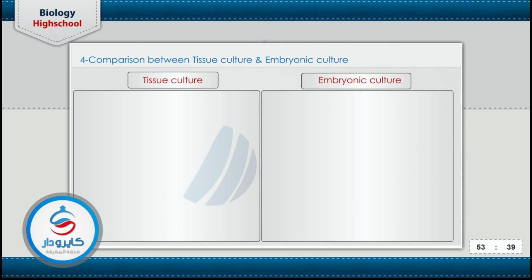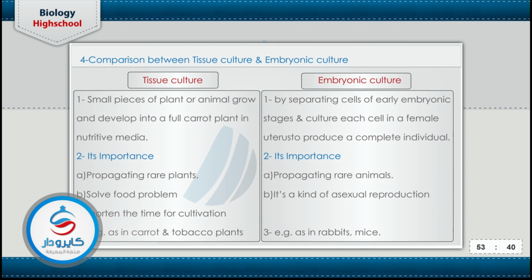Compare between tissue culture and embryonic culture. Tissue culture is a kind of asexual reproduction. A small piece of plant or animal grows, meaning these parts develop into complete plant parts. That takes place if this part of the plant is located in a nutritive medium, in the presence of coconut milk as a medium, and a piece of carrot in a certain conical flask. That allows the piece of carrot to develop to produce a complete carrot plant.